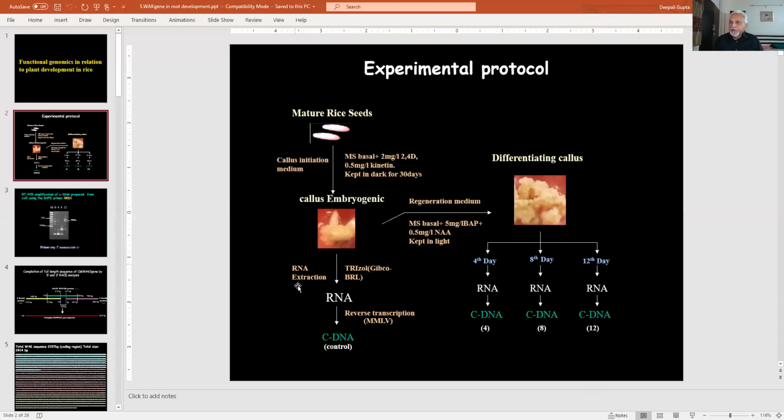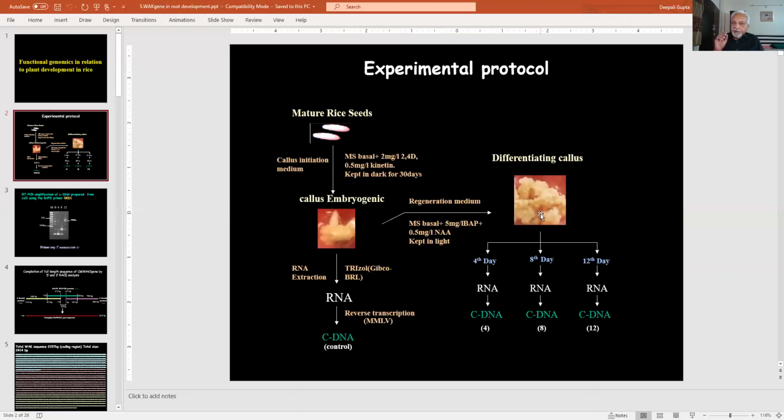One is, you can say, the control, where the proliferating calli was taken, and then after transferring to the cell differentiating media, we took out RNA and the cDNA was synthesized. So this pool of cDNA will give us the status of different transcripts being synthesized during the differentiation process. And the approach which is used here is RAPD RT-PCR.